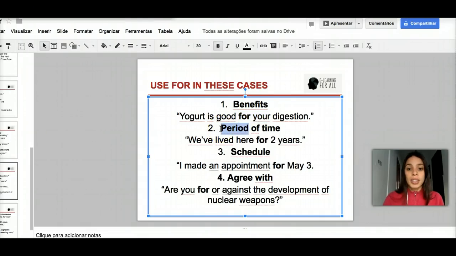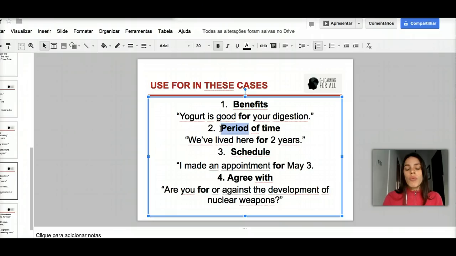Period of time. We've lived here for 2 years. Yes, for a continuous period of time, for 2 years. Schedule, when you schedule something for a certain date or for a certain time, you're going to say, I made an appointment for May 3rd. Okay? You're not going to use the preposition to. I made an appointment for May 3rd. Okay?